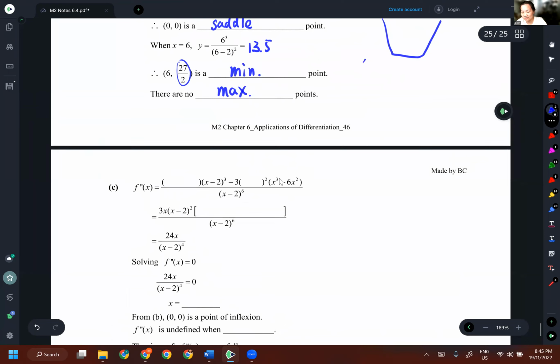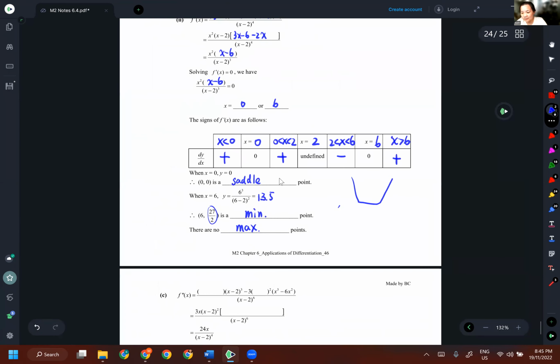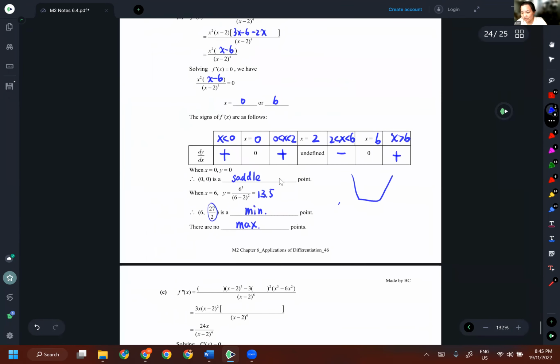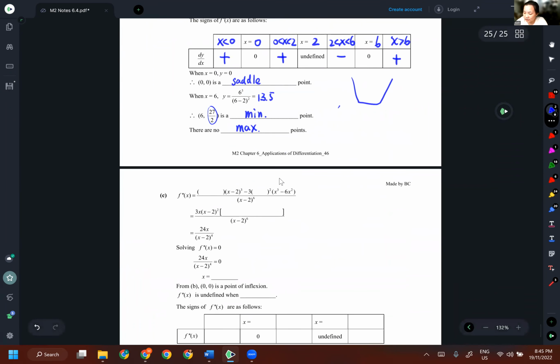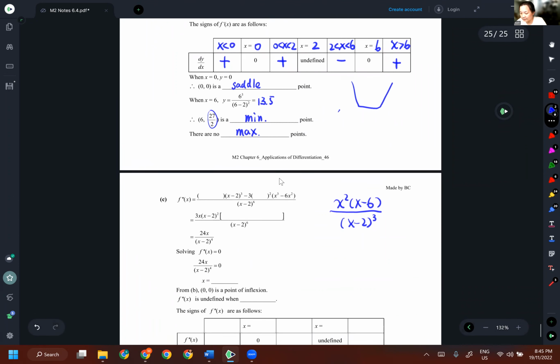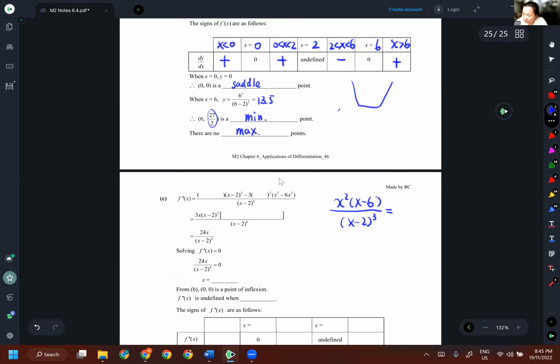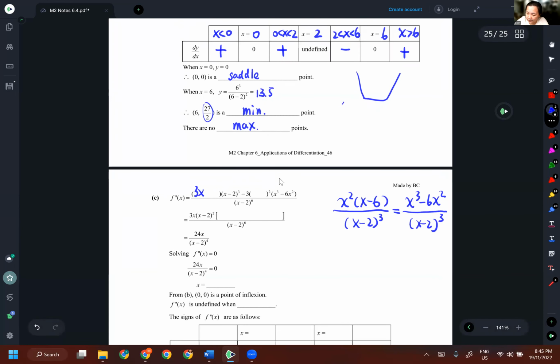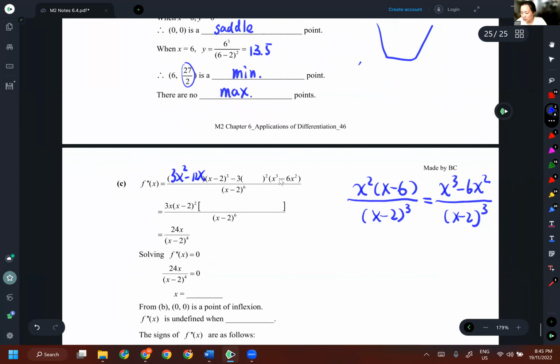Moving on, second derivative. The second derivative is based on my first derivative. And my first derivative is (x minus 6) divided by (x minus 2) cubed. Now to differentiate quicker, I will expand first. x cubed minus 6x squared divided by (x minus 2) cubed. Okay, I think this is easier. So I do d high low this way, and d low high.